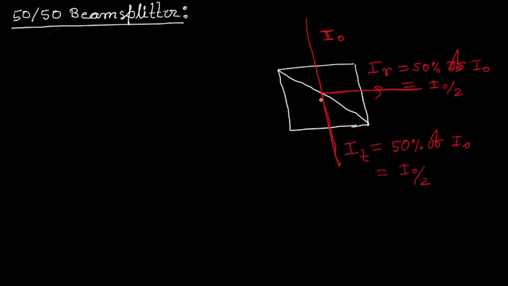There are also other types of beam splitters, like a 30-70 beam splitter or a 40-60 beam splitter. In that case, the intensity of the reflected light and transmitted light will be different. But if it is a 50-50 beam splitter, then whatever light is incident on it will divide into two equal parts. Half the amount of light will be reflected from this beam splitter, and half will be transmitted. So in the case of a 50-50 beam splitter, the reflectance will be exactly equal to the transmittance.